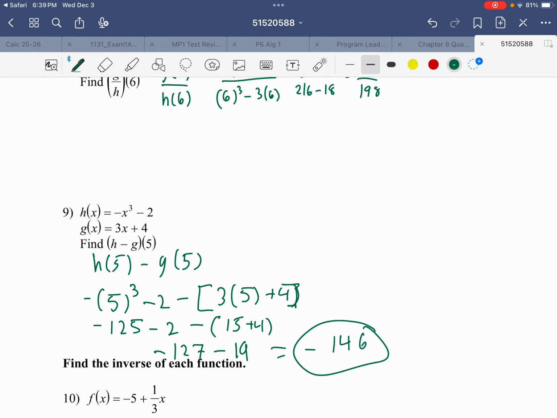All right, I'm going to stop the video here for the first part, and then we'll talk about the inverses in the second half.